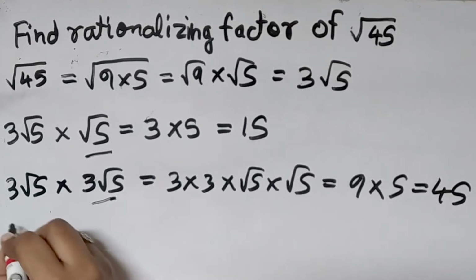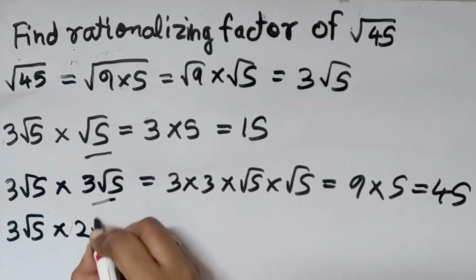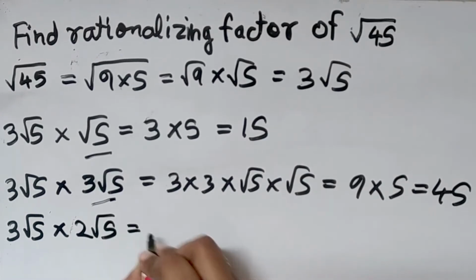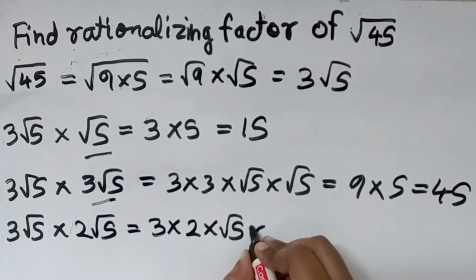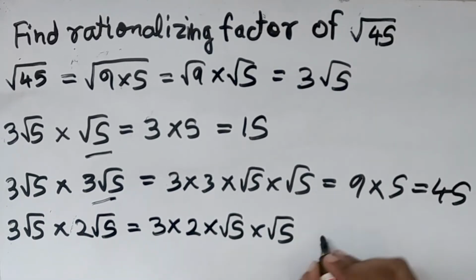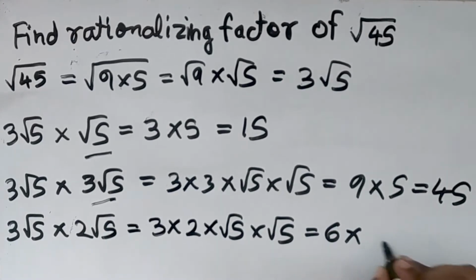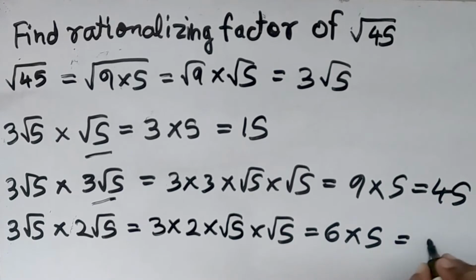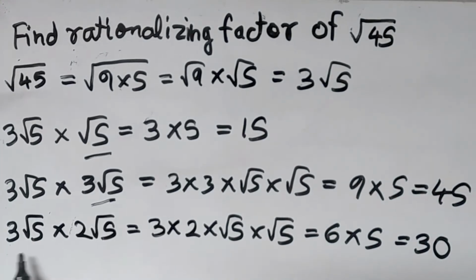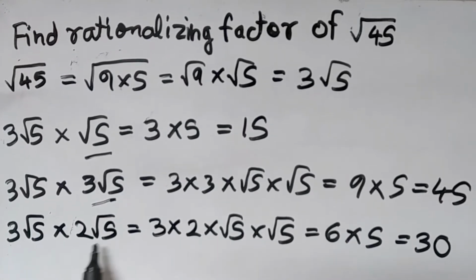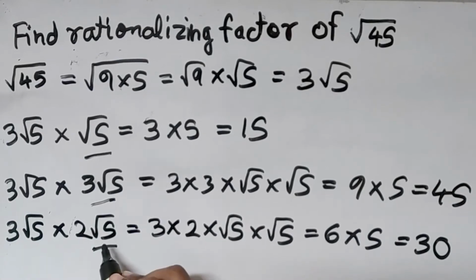Now, see one more example. 3 root 5 into 2 root 5, which is equal to 3 into 2 into root 5 into root 5. So, 3 2s are 6 into root 5 into root 5 will be 5. 6 5s are 30. So, again this is a rational number. So, here when we multiply 3 root 5 with 2 root 5, we got a rational number. So, these are rationalizing factors.